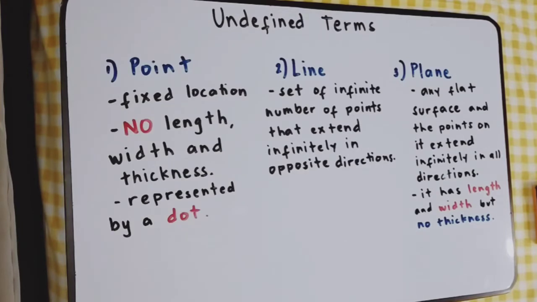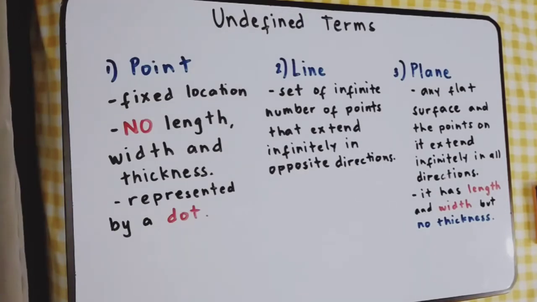So the first one is a point. The definition of a point is it is a fixed location. Okay, point has no length, width, and thickness. And it is represented by a dot. Now, in naming a point, we are using capital letters. Let's say we have a point here. So we can name that as point A. Okay. Again, we use capital letters in naming point.